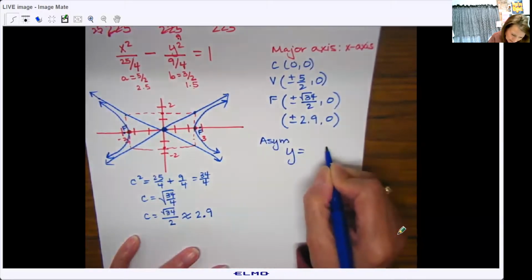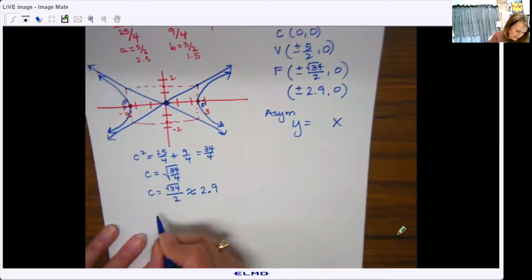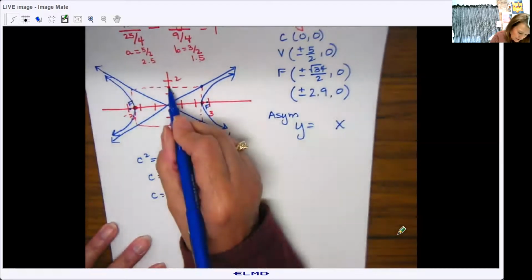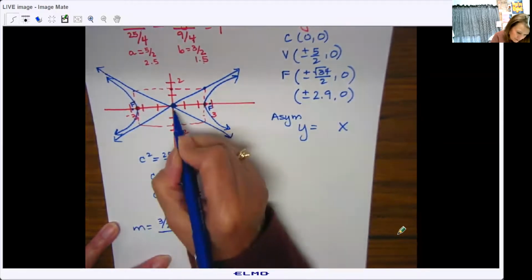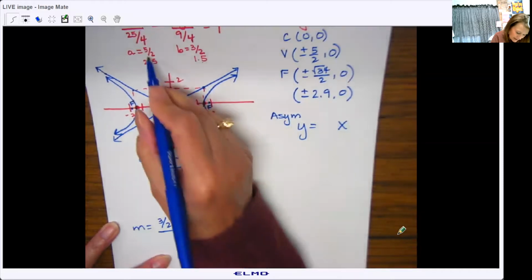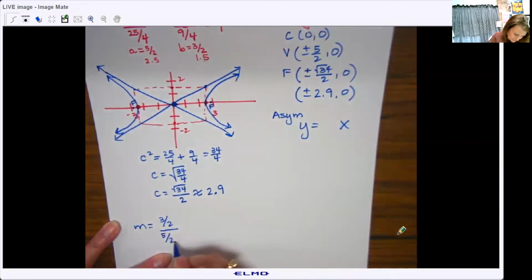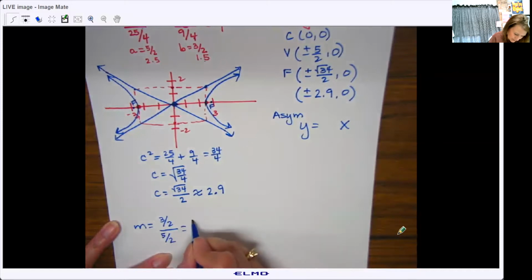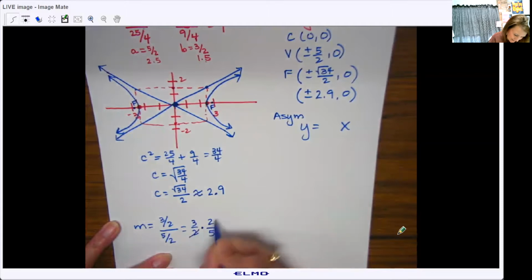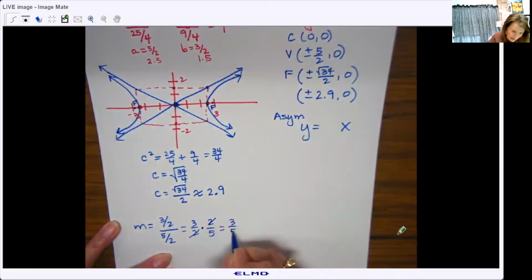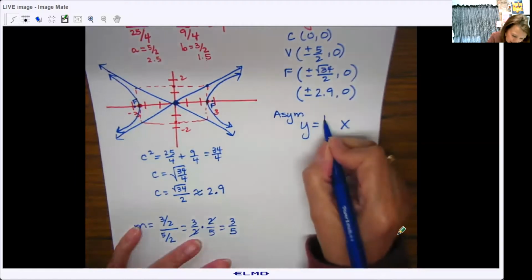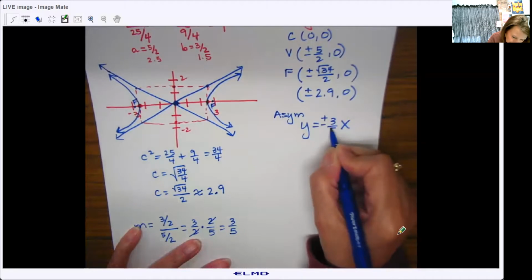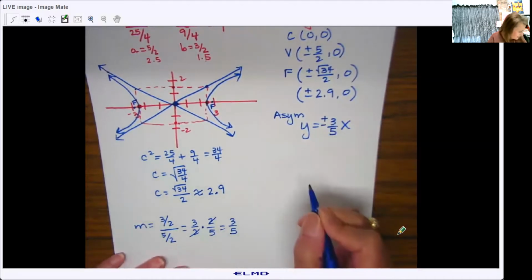Okay, asymptotes. y equals mx plus b. Here b is 0. So let's see, what are we rising? We're rising 3/2. Let's find the slope. We rise 3/2, we run 5/2. That's going to be 3/2 times the reciprocal 2/5. It looks like we get 3/5. So let's write positive and negative 3/5 x. All right, moving on.